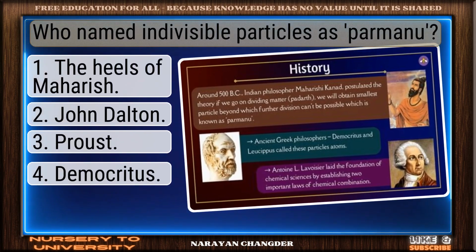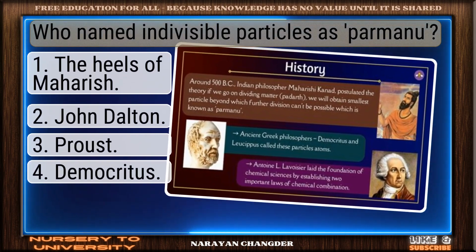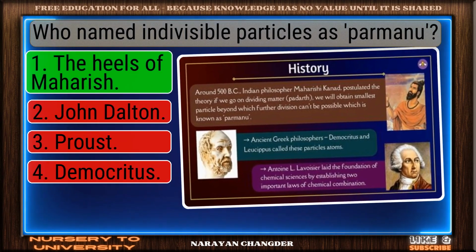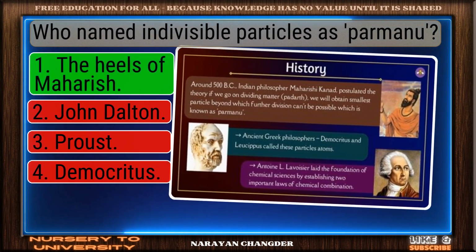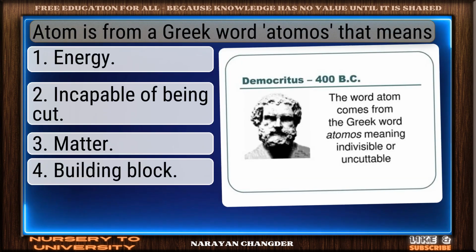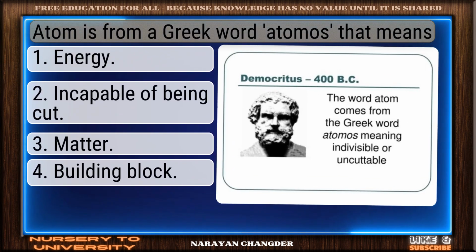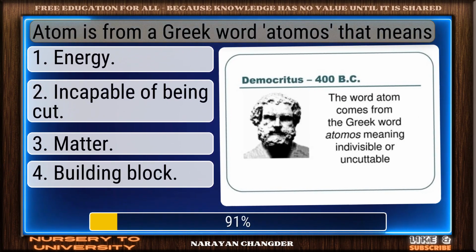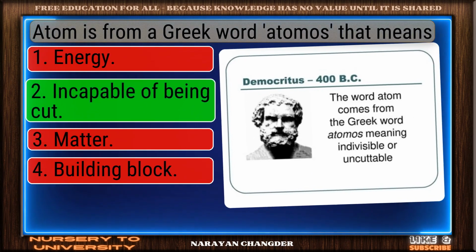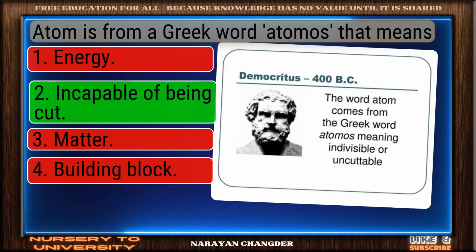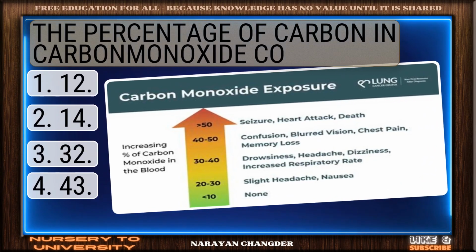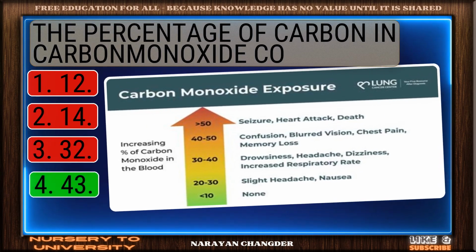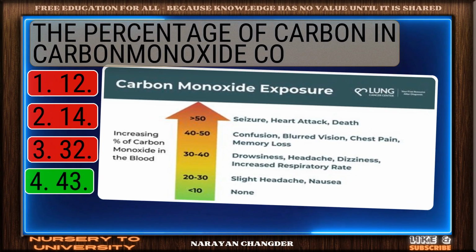Question number 158. Who named indivisible particles as Parmanu? On track. The Rishi Maharishi is the correct answer. Question number 159. Atom is from a Greek word atomos that means. Well done. Incapable of being cut is the right choice. Question number 160. The percentage of carbon in carbon monoxide CO. Correct. 43 is the right answer.